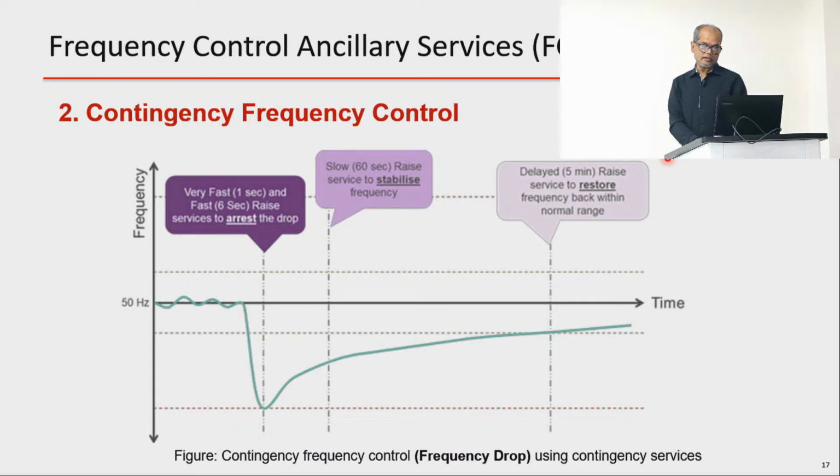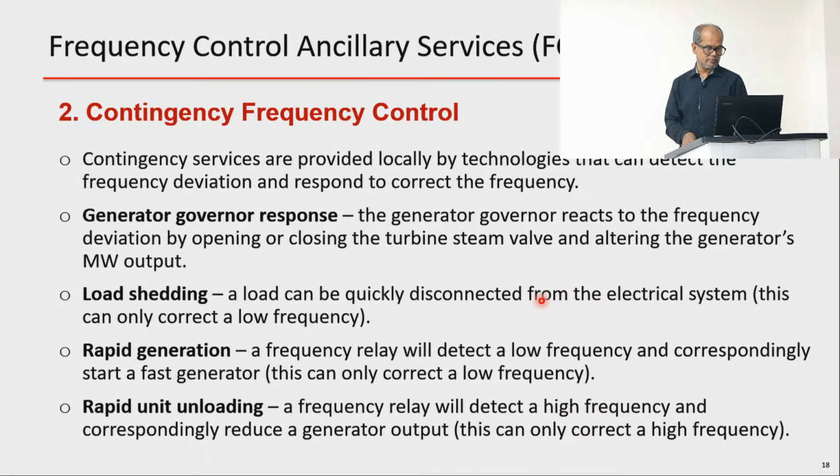So again, this is the time frame for contingency frequency control, and that's how it operates. If the frequency goes down or up very fast, they apply that service and expect that it slowly comes back close to 50 hertz. And even if it doesn't reach 50 hertz, if one of the controls cannot, then the top level control, like secondary and tertiary, will bring it back to 50 hertz or close to 50 hertz.